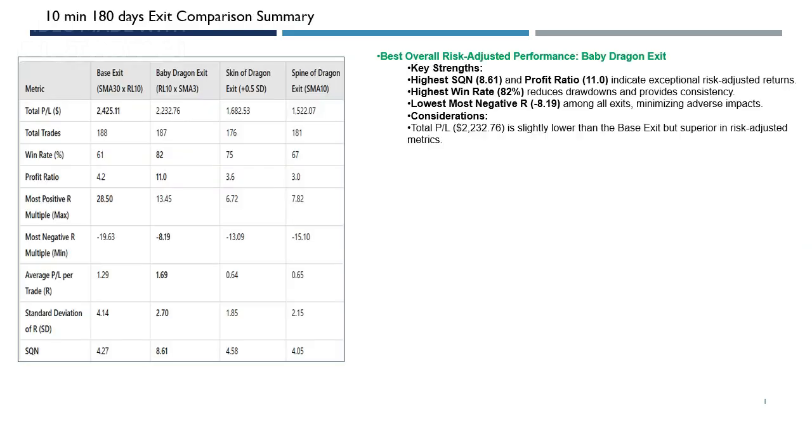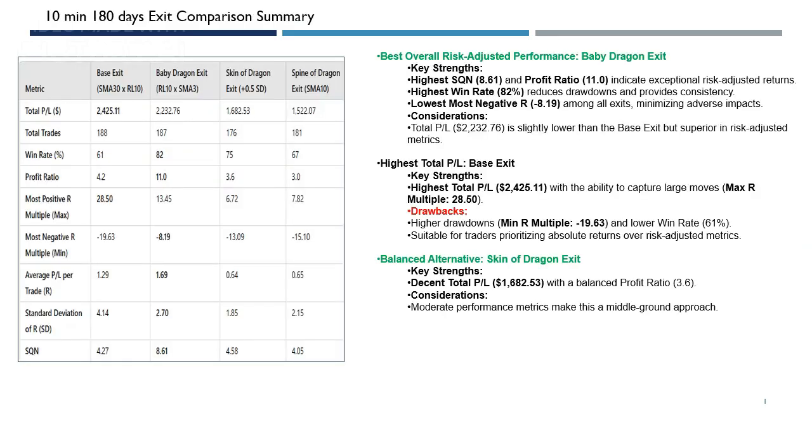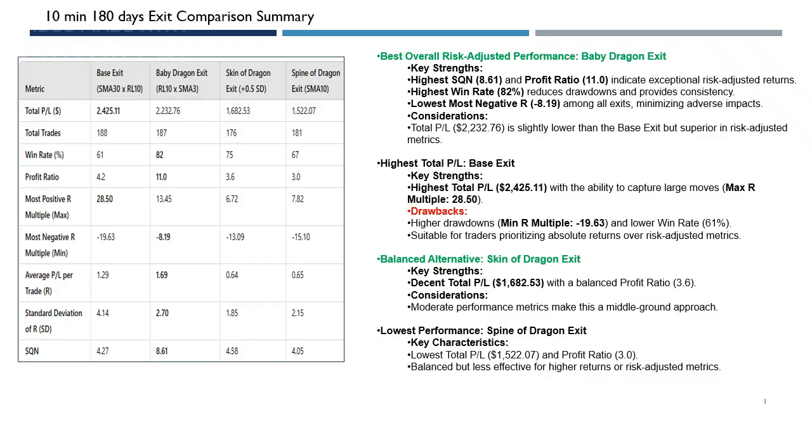In this summary, we see that the Baby Dragon exit has the best overall risk-adjusted performance, while the base exit has the highest total PL. The Skin of Dragon exit offers a balanced alternative, and the Spine of Dragon exit shows the lowest performance.